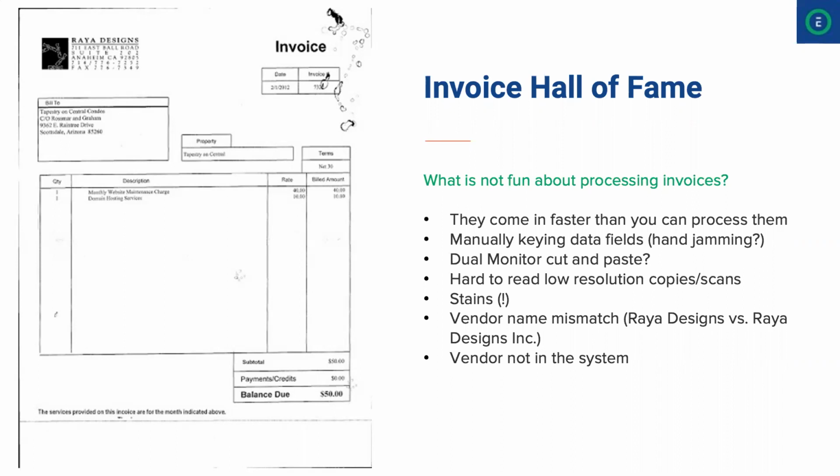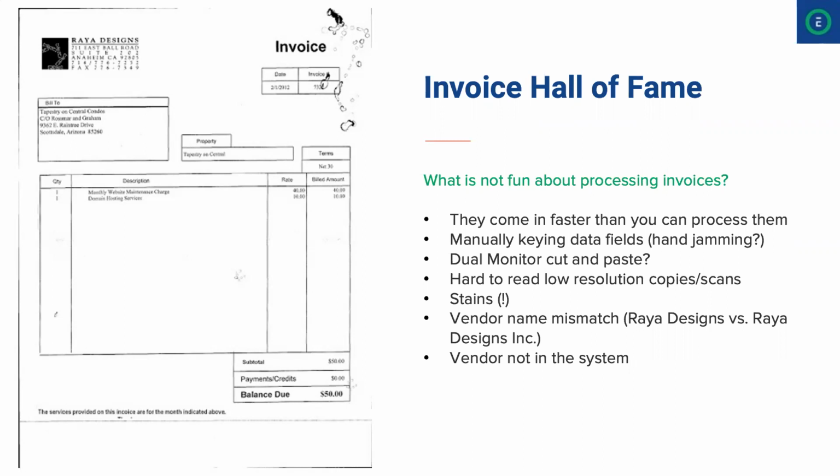The other thing that makes it hard to get these in quickly is potentially the vendor name on the invoice doesn't match what's in the ERP system, right? So like this is for Rhea Designs, maybe it's in the system as Rhea Designs Inc. Although to humans, that's not a big deal, if you've got some sort of automation system and the names don't match, you could have problems getting that into the system.